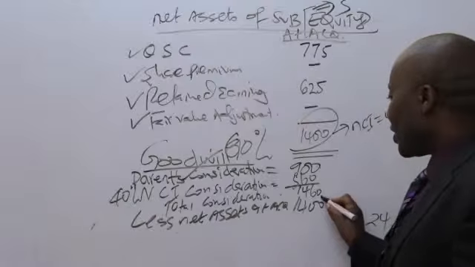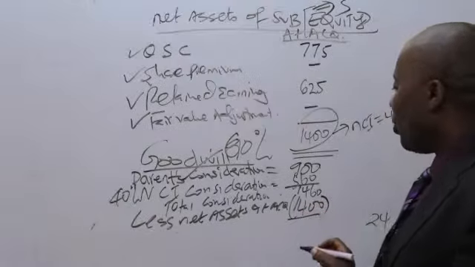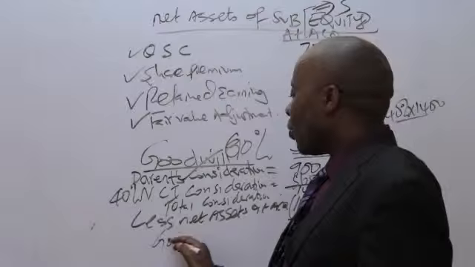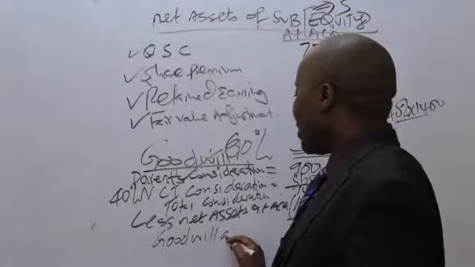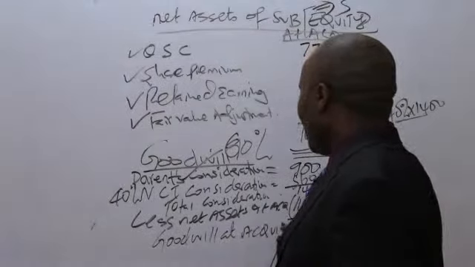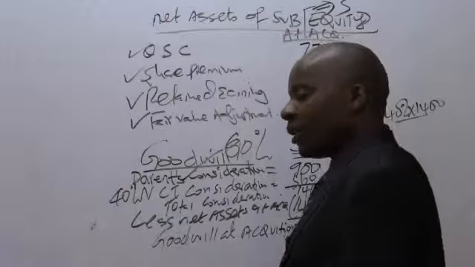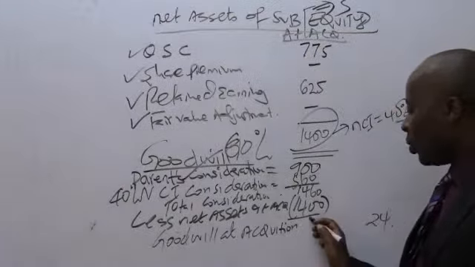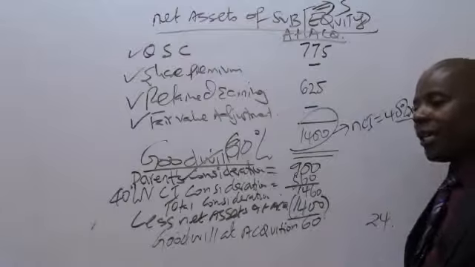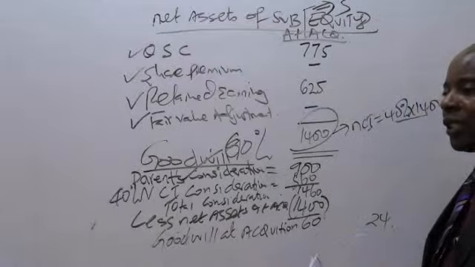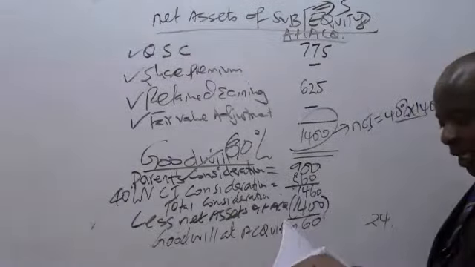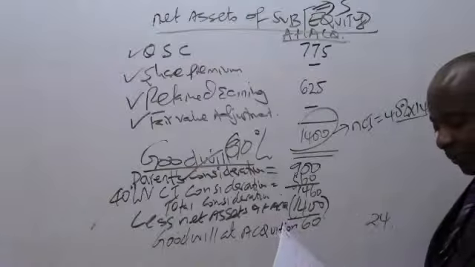So then come and subtract the net assets, for you to give us goodwill at acquisition. So goodwill at acquisition will be what here, somebody? It will be 60. Goodwill at acquisition will be 60.